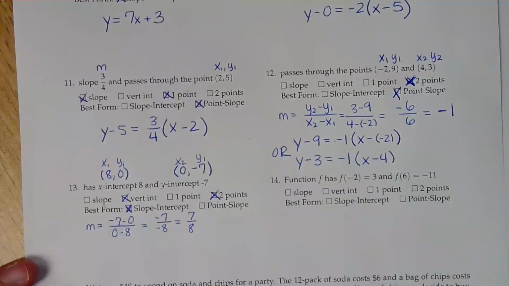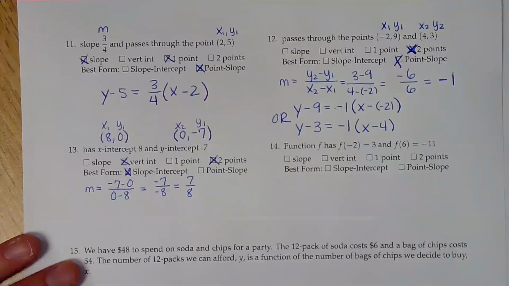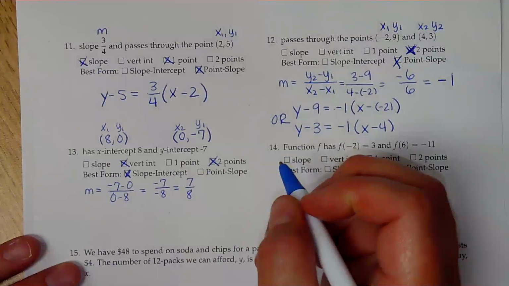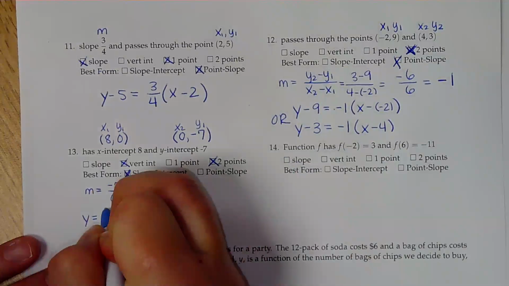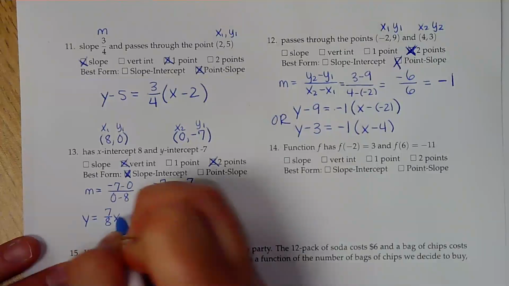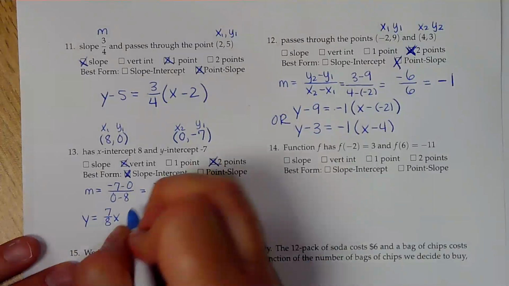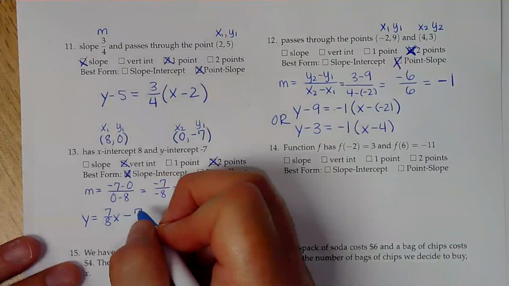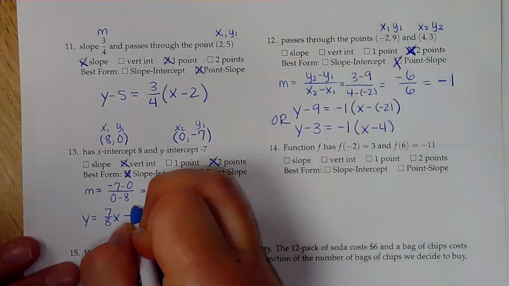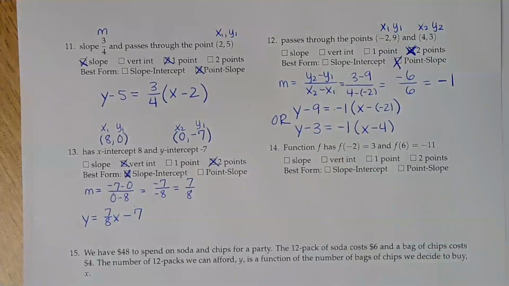All right, so if I use slope-intercept form, what I'm going to get here is y is equal to 7/8 x. And there's my y-intercept, so minus 7. Oops, minus 7, sorry. Because it's y equals mx plus b.